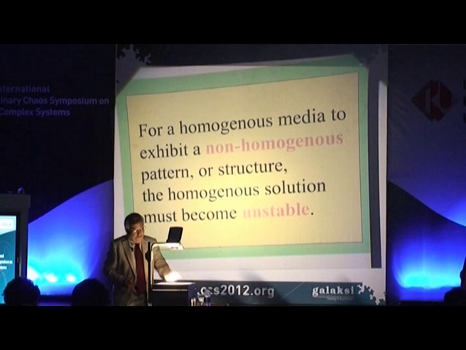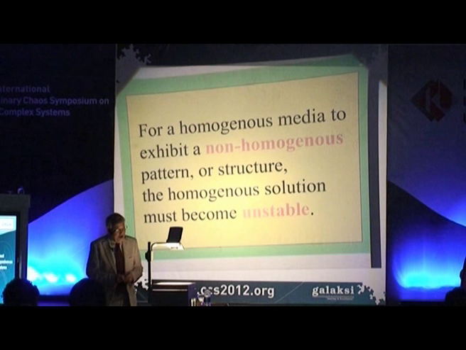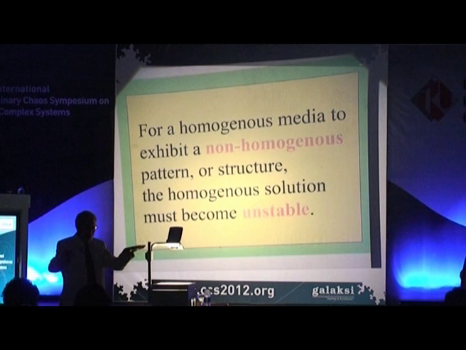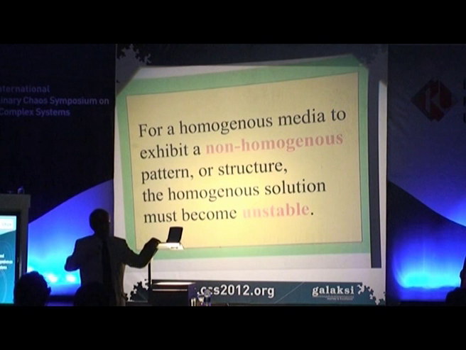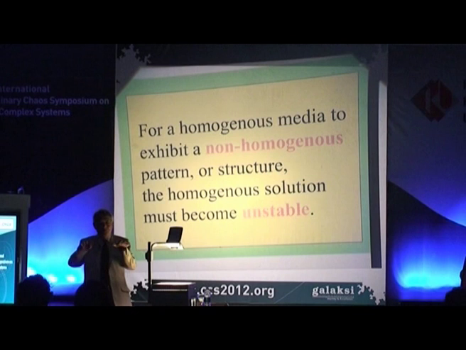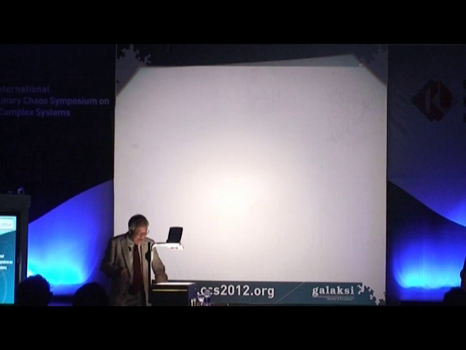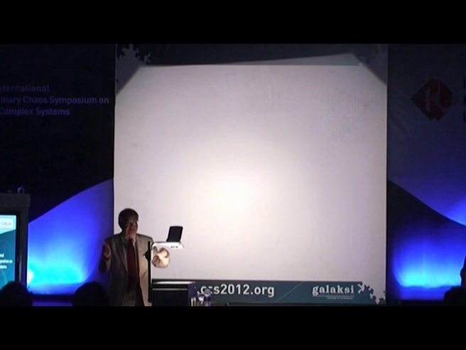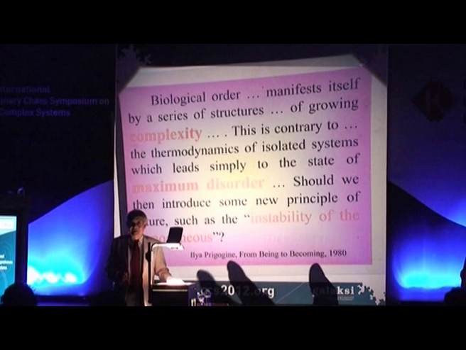Now for a homogeneous media to exhibit a non-homogeneous pattern or structure, the homogeneous solution must become unstable. Because there is always one solution. If you have a collection of identical things, then of course one solution is that they all have identical solutions. That's one solution. So the only way you can have another solution is for that obvious, common solution to become unstable. That is obvious, that has to happen. But that's only an observation. It's not the real theory. But Prigogine, another famous Nobel Prize winner from chemistry, realized that.